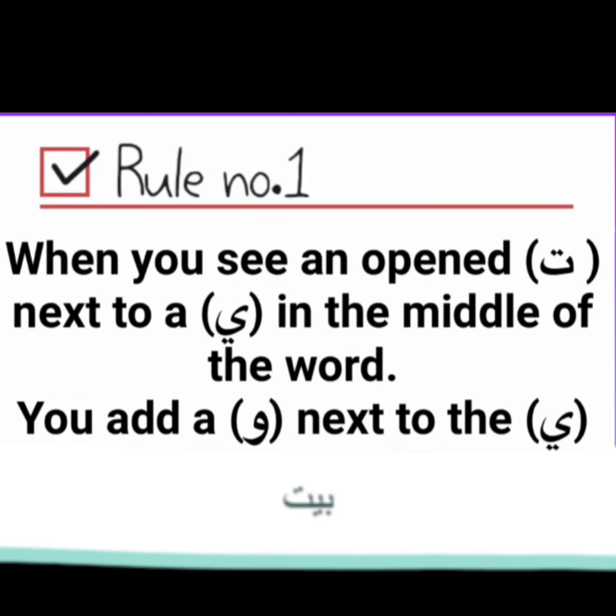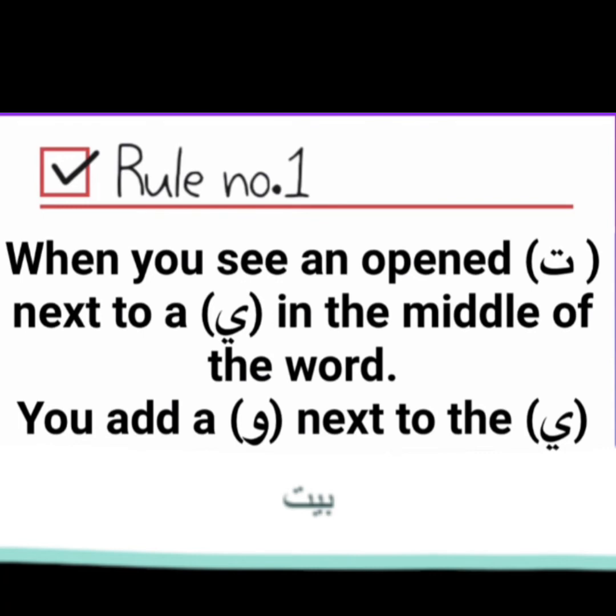And how do we make them houses? How do we make them plural? How do we make bait to be many homes? So rule number 1 is all about when you see... so let's read rule number 1 and apply it now.